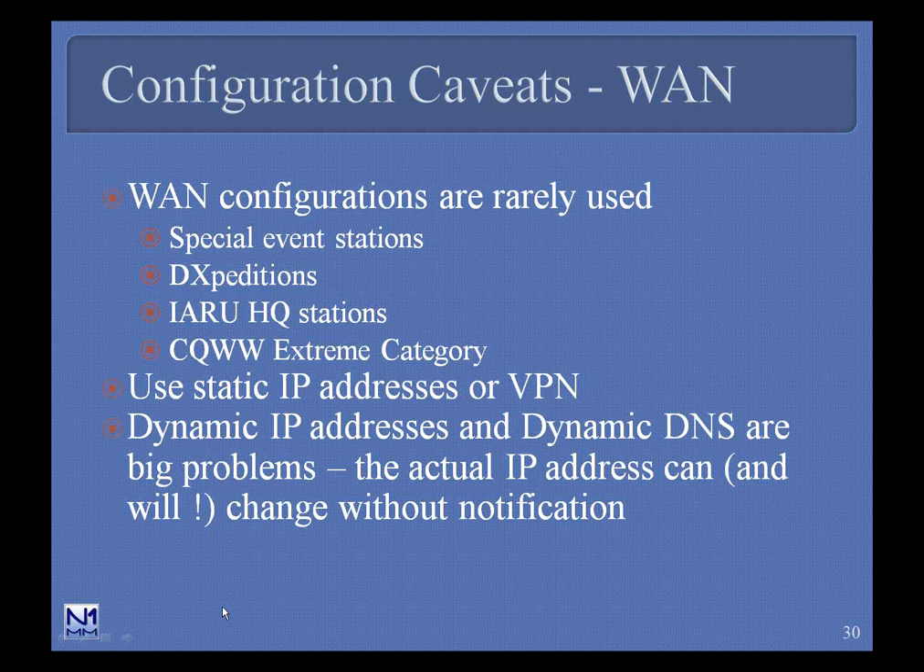I know folks have tried to use dynamic DNS and other similar capabilities out on the network, and that's a really big problem, because if you're using dynamic DNS, the actual IP address can and will change out from under you without you ever knowing it happened, except that suddenly you've got computers that aren't talking to each other. So I really want to discourage folks from ever trying to use dynamic DNS unless you can be absolutely sure that for the length of the contest, the underlying IP address that the dynamic DNS server is assigning can't change.